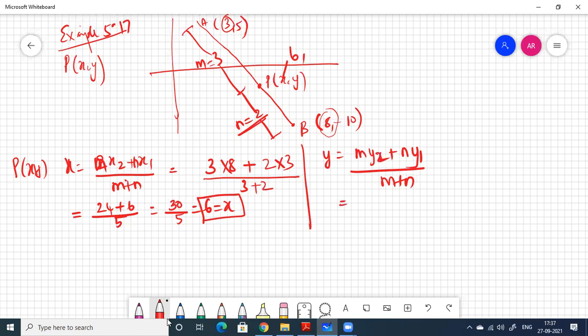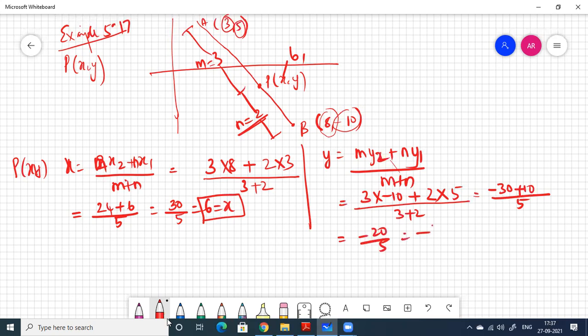So m is again 3. y2 is minus 10. m into minus 10 plus n is 2. 2 into y1, y1 is 5, so 5 into 5 divided by m plus n, divided by 3 plus 2. That is equal to 3 into minus 10 is minus 30, plus 10, divided by 5. Minus 30 plus 10 is minus 20 by 5. That is equal to minus 4, that is y. So the point we needed, point P (x, y), is actually (6, -4).